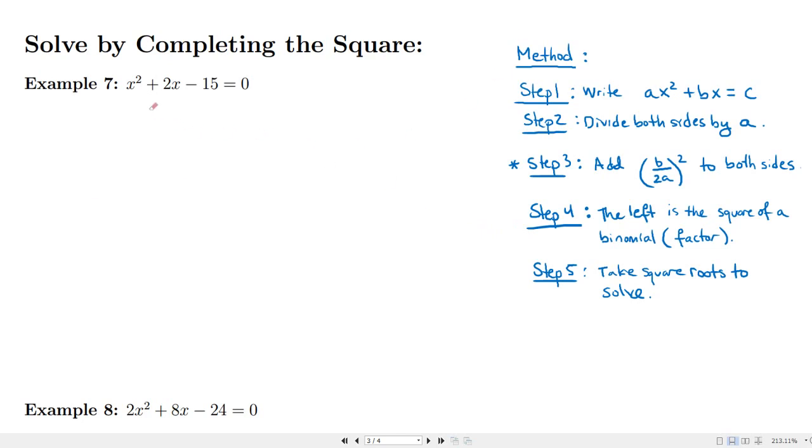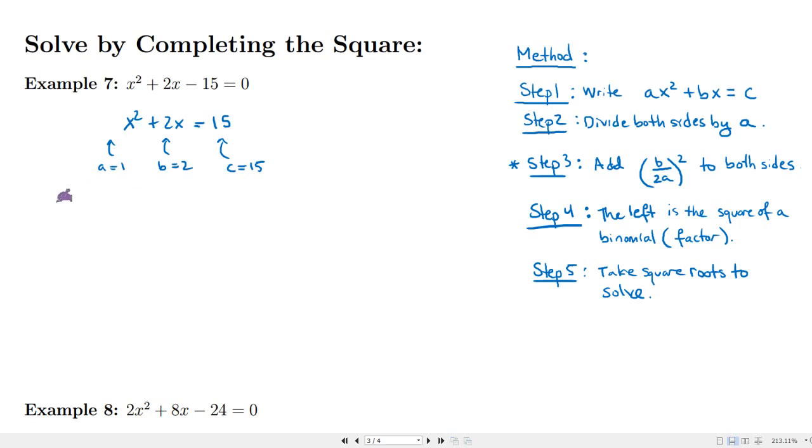So let's begin by solving this one right here. First, we will bring the constant term to the right side. So we're going to add that 15 over here. Okay, and so now we have a is 1, b is 2, and c is 15. Okay, so a is 1, dividing both sides by a, it's already done.